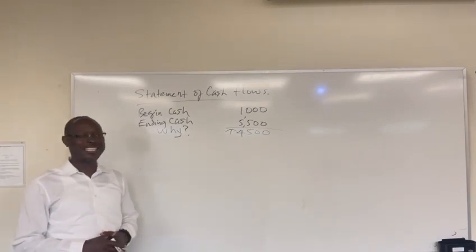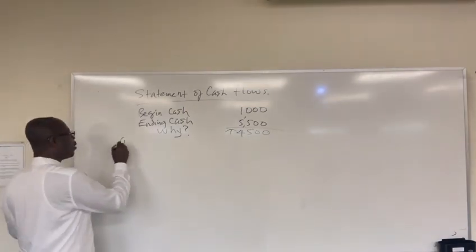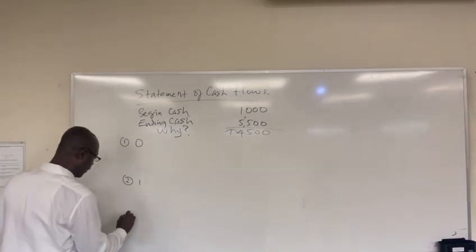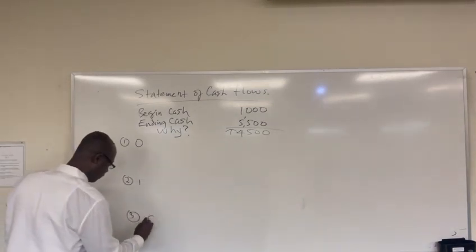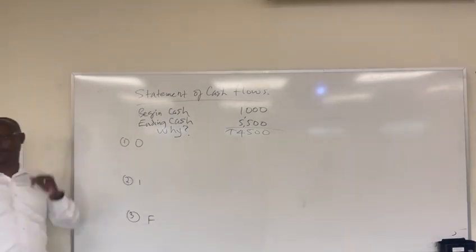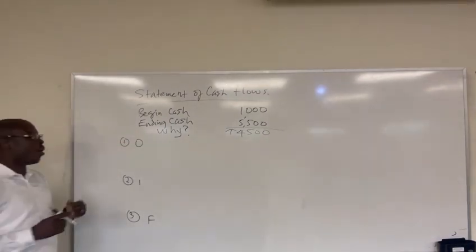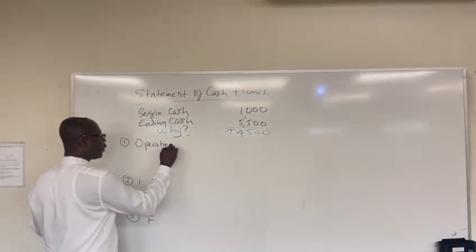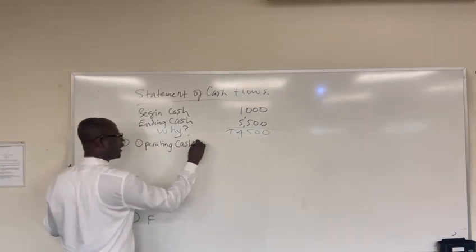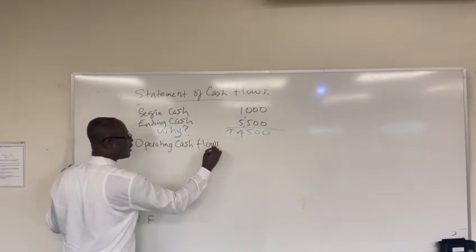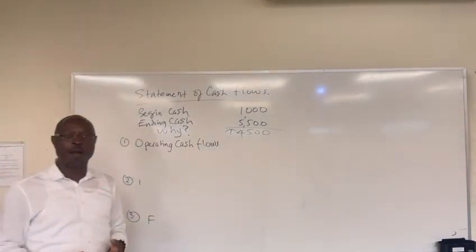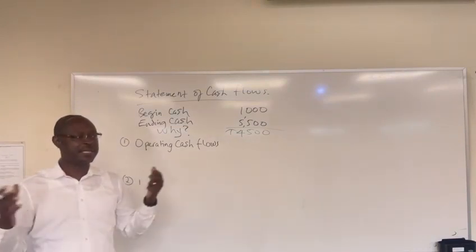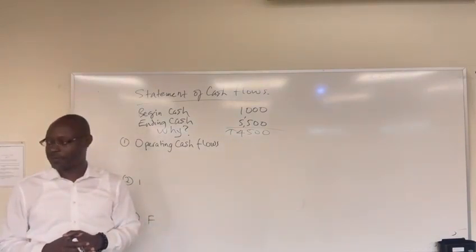Why did my cash balance increase by $4,500? And we are going to explain it using O, I, and F. O stands for operating activities, or operating cash flows, if you like. This is cash flows from buying and selling goods and services that the company does. Operating cash flows. Does that make sense?